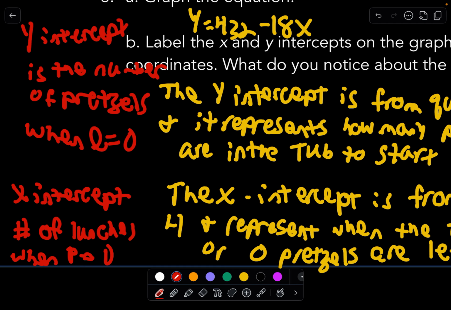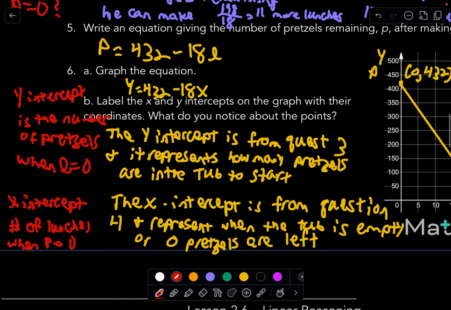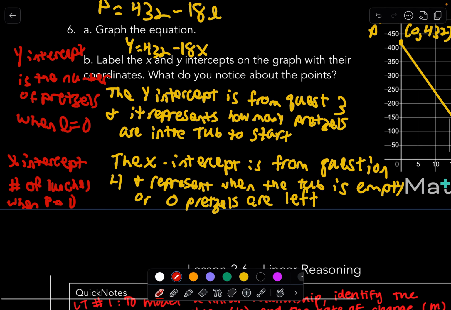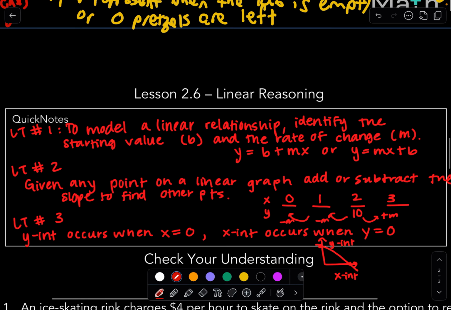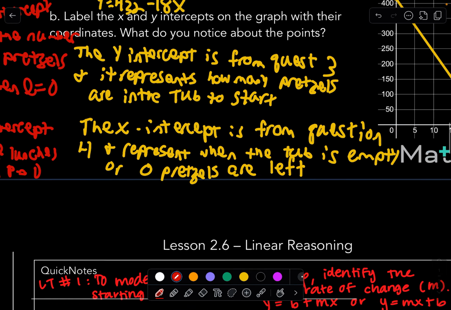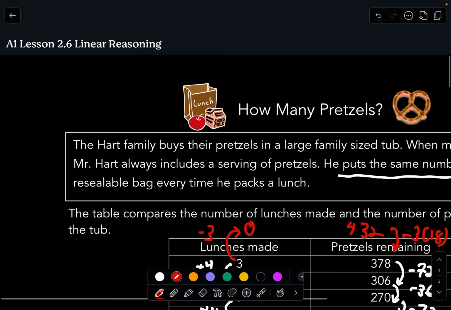So write the red down. And write the rest. Pause the video, obviously, when you need to. And now we come to the linear reasoning, the quick notes. Here we go. We had 3 learning targets. All right, remember the 3 learning targets? Oh, I didn't show them to you. All right, sorry about that.